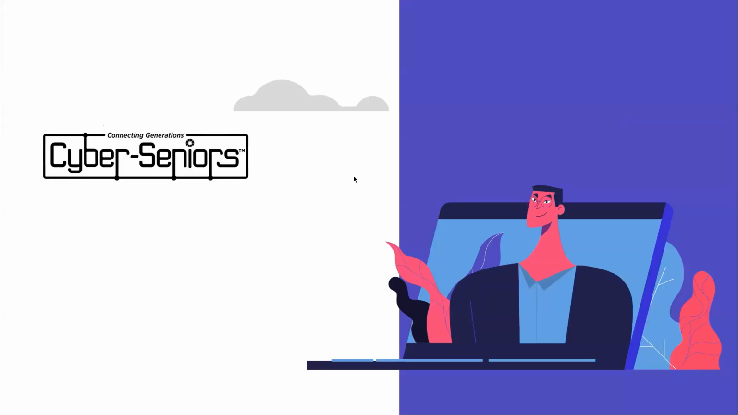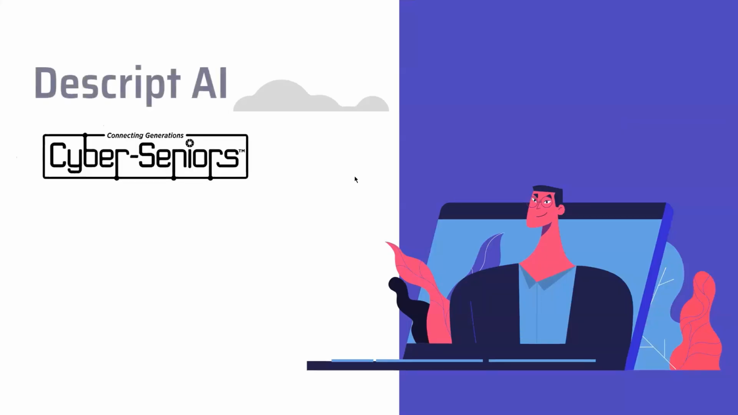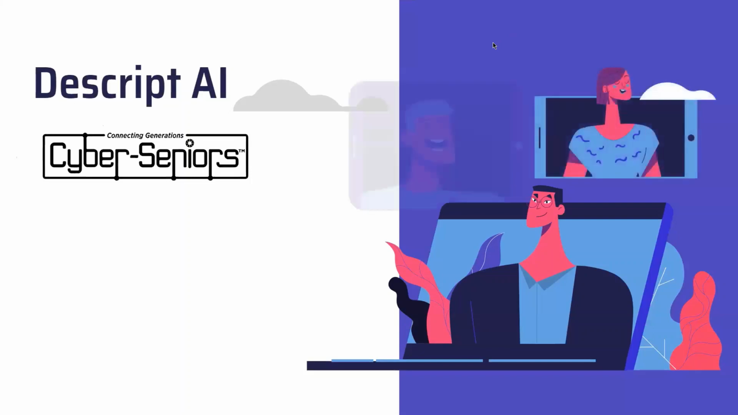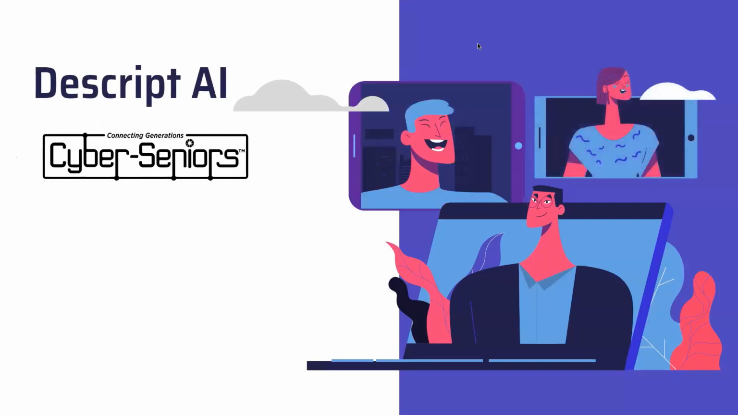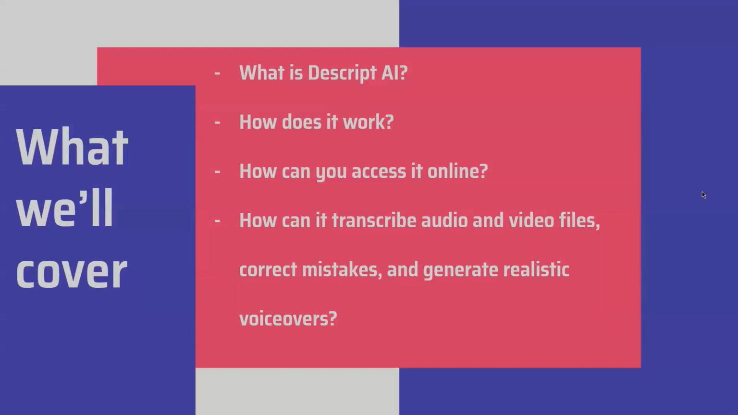So today's webinar is on Descript AI. That's an AI that's used for video editing, and we'll take a look at some of the different features that it has and what you can do with it. We'll first talk about what Descript AI is, and then we'll take a look at how it works and how you can access it online.